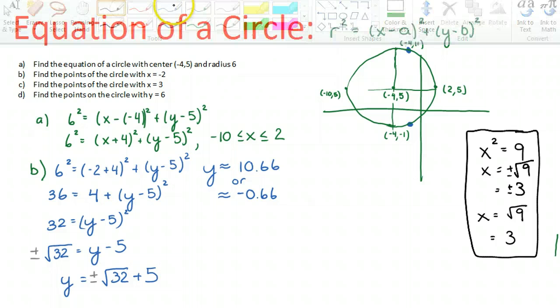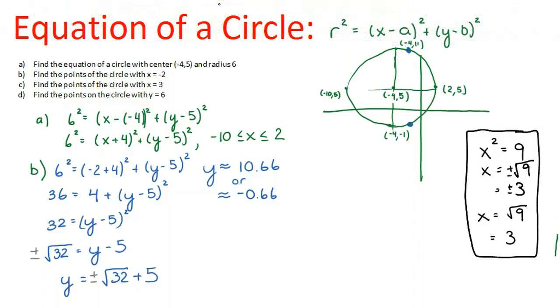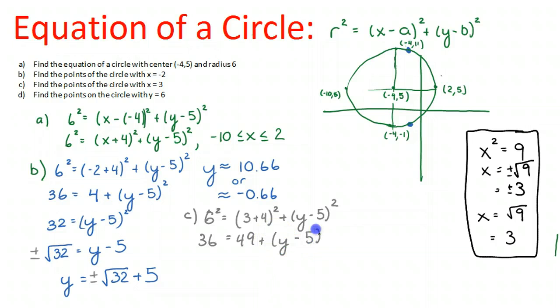Okay, let's do part C. So part C, we're going to find the points of the circle with x equals 3. So 6 squared is equal to 3 plus 4 squared plus y minus 5 squared. Like we said before, we know x equals 3 doesn't make sense for the circle. So something funny should happen, and in fact it does. We get 36 is equal to 49 plus y minus 5 all squared. So we end up with negative 13 is equal to y minus 5 squared.